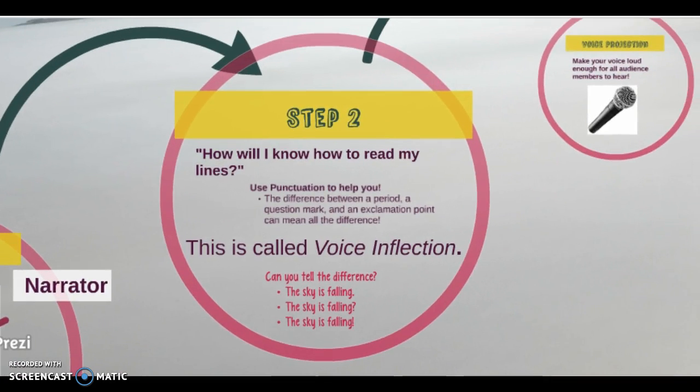Step 2 of my process is trying to recognize how you can best read your lines. So in order to help you know how to read your lines, you can use what's called voice inflection, and that is changing the way your voice sounds as you read the lines depending on how the punctuation in the sentence is. So you'll see on the bottom of the slide that there's 3 sentences.